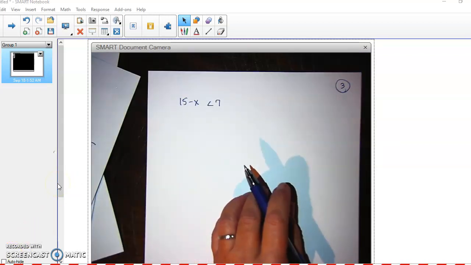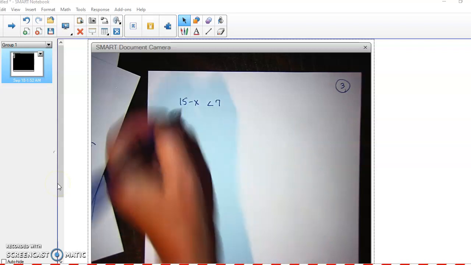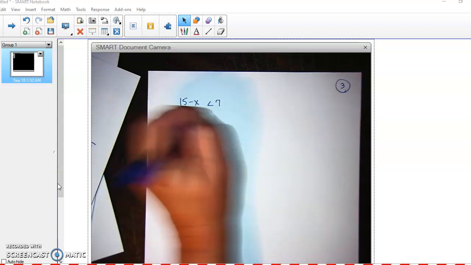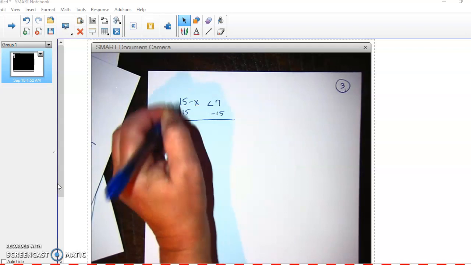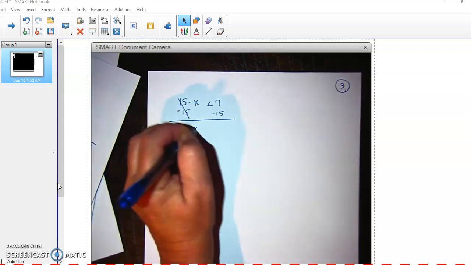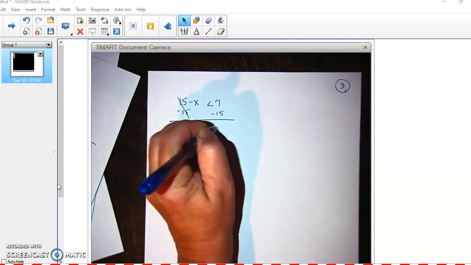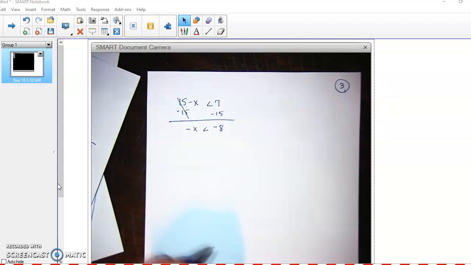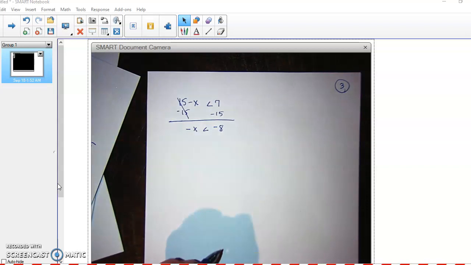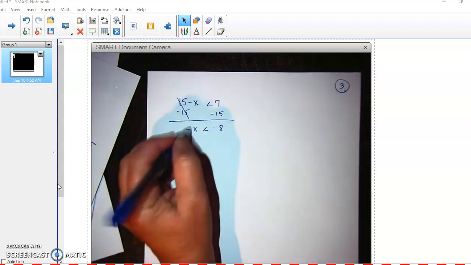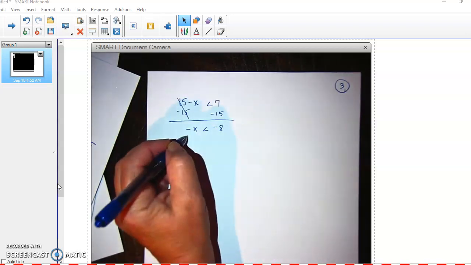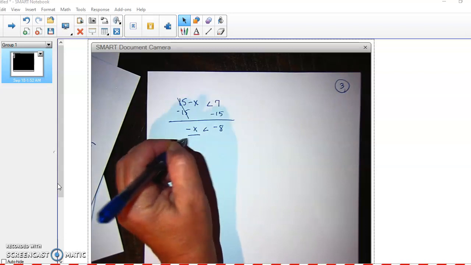Okay, so it looks a little different, but let's start working on it. So we're going to subtract 15 from both sides. We have a negative x is less than negative 8. We're going to divide. We can't have a negative x even when we solve inequalities, right? We're going to divide this by negative 1.